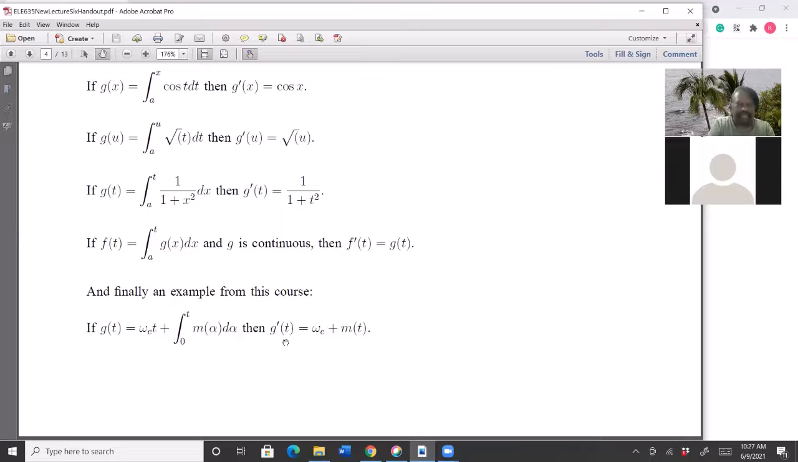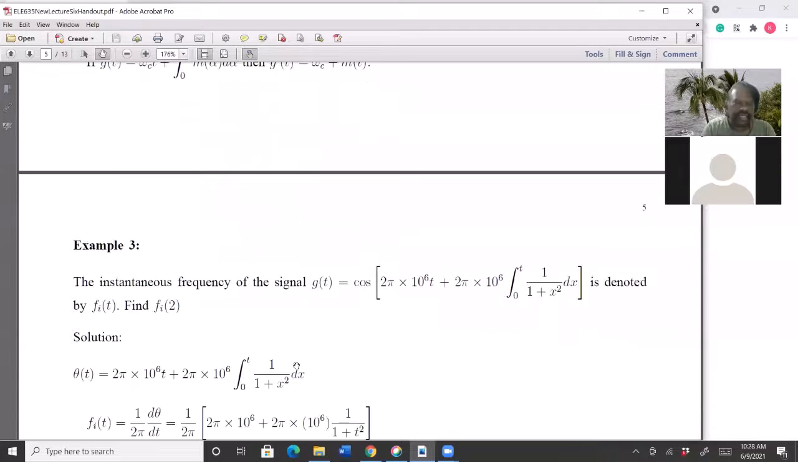What is g prime t? G prime t is the derivative of this. The derivative of this is omega c, and in the derivative of this we replace the alpha with t, because this is going to come soon in the frequency modulation theory.